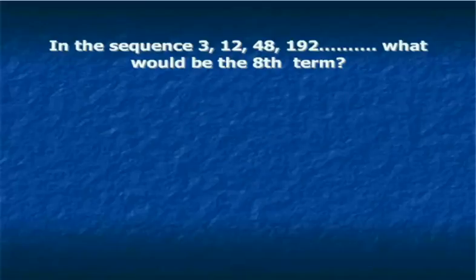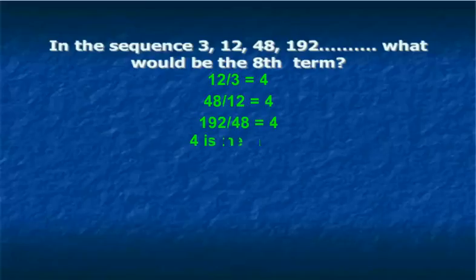You can also encounter a sequence which involves geometric or exponential growth. Now, this is a sequence which involves a ratio between consecutive terms. You might find this in a population type problem, for instance, or one like this, where you have a sequence of 3, 12, 48, 192. What would be the value of the 8th term? Well, first we have to determine the ratio. 12 divided by 3 is 4. 48 divided by 12 is 4. 192 divided by 48 is 4. So our ratio is 4.